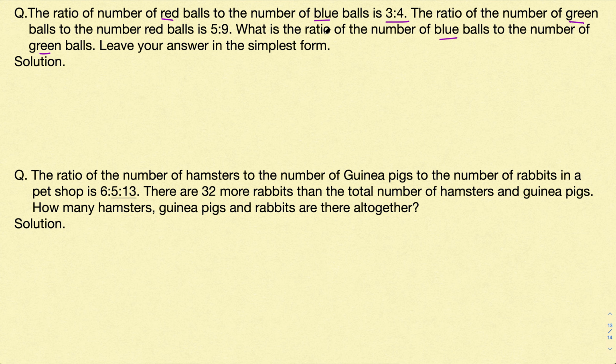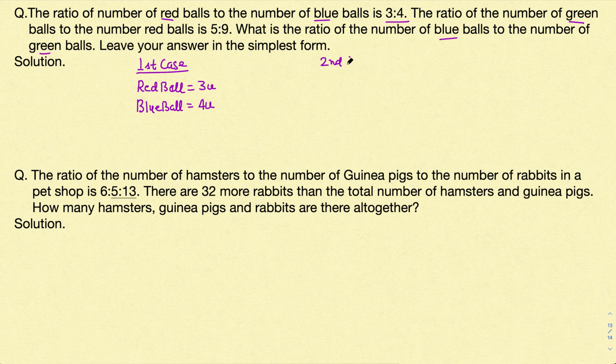So the ratio of red balls and blue balls, let's take it as our first case, because these are two different things, right? So in our first case the red ball is 3 units, because red to blue is 3:4, and the blue ball is 4 units. Now let's look at the second case, where the ratio of green ball to red ball is 5:9. So let's write it.